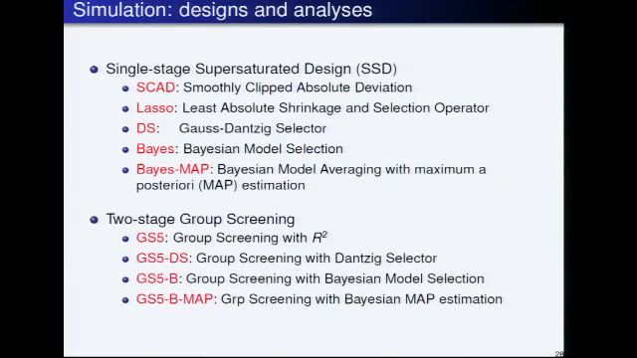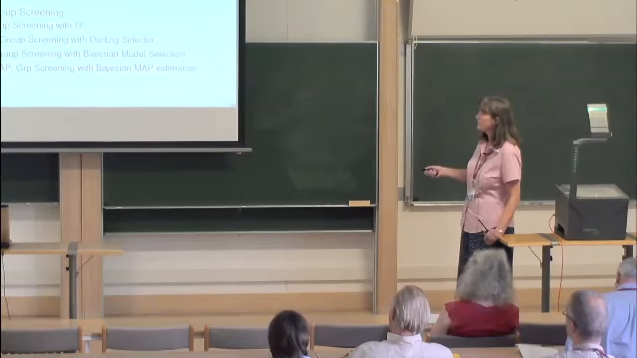Then with this two-stage group screening, we threw in a standard kind of method using R squared, where we added terms into the model until the R squared hit a ceiling. We used the Dantzig selector, and we used the 2 Bayesian methods. So altogether we're going to look at these 2 different designs, and 5 methods for that one and 4 methods for this one.